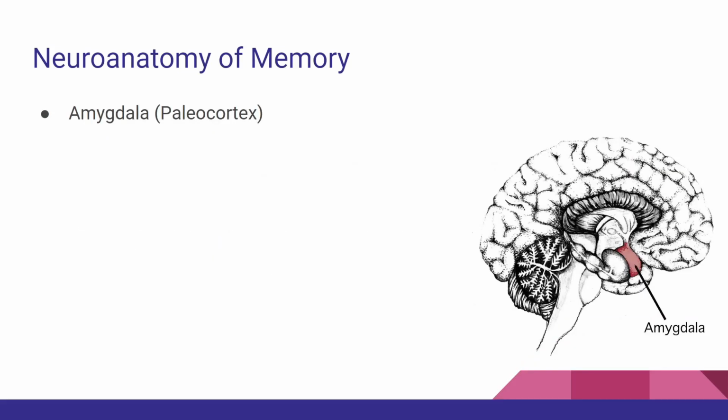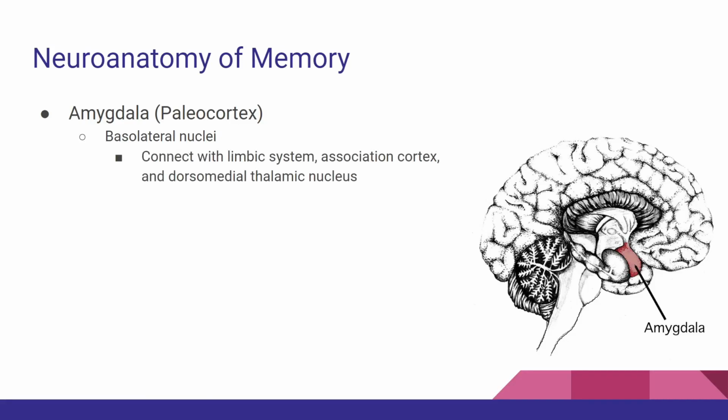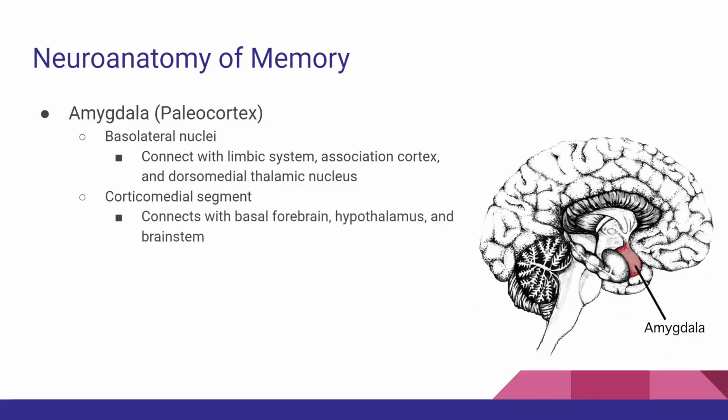Another important structure in memory is the amygdala, which is made up of paleocortex, which once again is one of those types of cortices that is 3 to 5 layers. And within the amygdala, you have the basolateral nuclei, which connect with the limbic system, association cortex, and dorsomedial thalamic nuclei, as well as the corticomedial segment of the amygdala, which connects with the basal forebrain, hypothalamus, and brainstem. The amygdala has a lot of strong autonomic connections, and it's part of the lateral limbic circuit for memory.